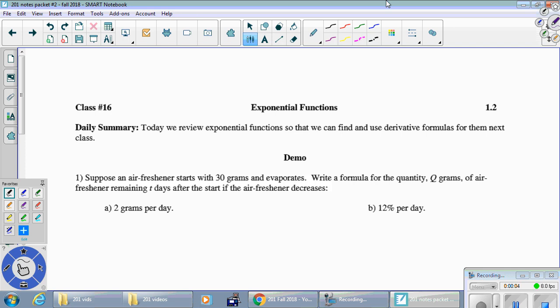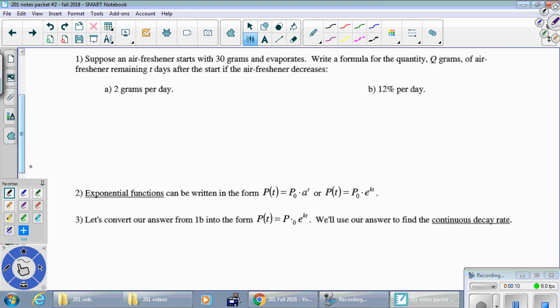Lesson 16 demo. Today we review exponential functions so that we can find and use derivative formulas for them next class. 1. Suppose an air freshener starts with 30 grams and evaporates. That's 30 grams of the chemical that makes the room smell nice. Write a formula for the quantity Q grams of air freshener remaining T days after the start if the air freshener decreases by 2 grams per day.